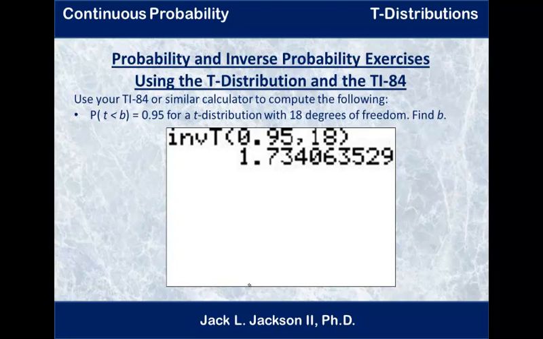So if you don't have an inverse t function on your calculator, what you're going to have to do here is you're going to have to graph the t CDF, also graph y equals 0.95, and then do a calc intersection, and this should be the x value of that intersection. So a little bit more work if you don't have this shortcut built in. So it's a pretty nice shortcut if you've got it.